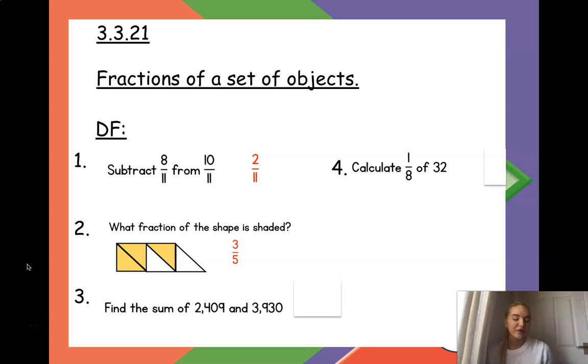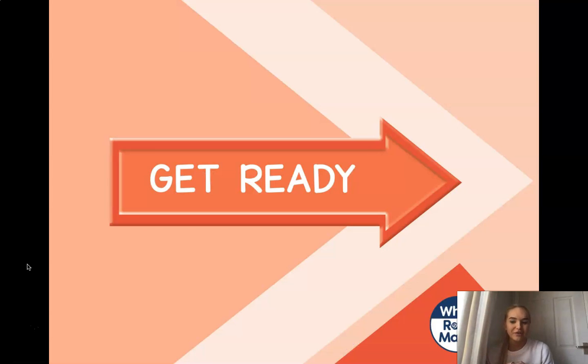Number 3, find the sum of 409 and 3,930. We are adding them together. You can use column addition to help you. 6,339. Finally, calculating 1/8 of 32. You know that you need your bar model split into 8. You could use place value counters to help you, and the answer would be 4. Well done if you got those right.